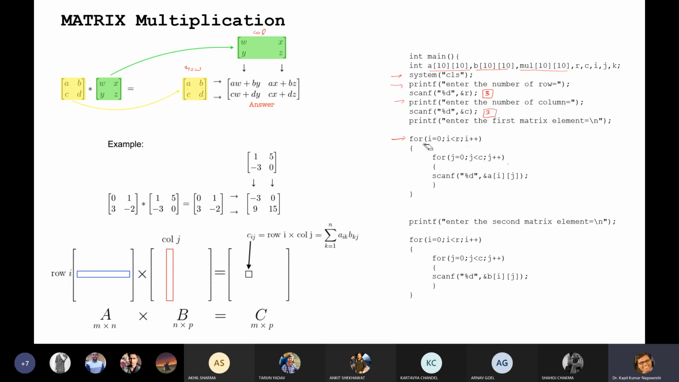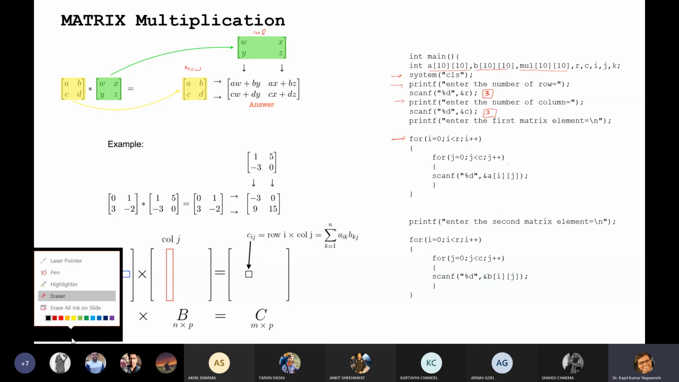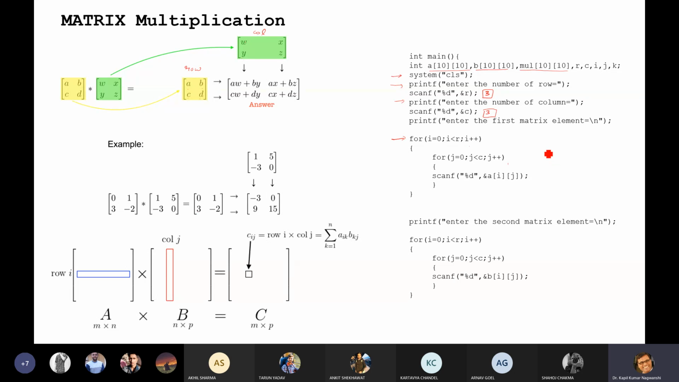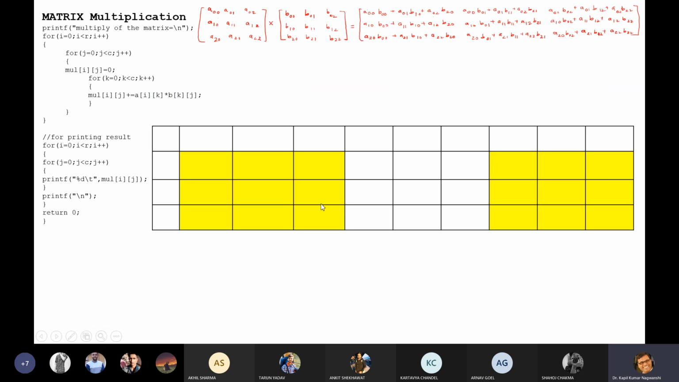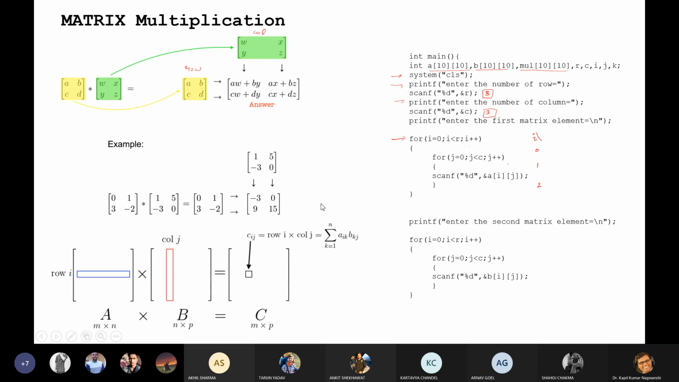The outer for loop is given, i equals 0, 1, 2. So I am writing the outer for loop here: i will run from 0, 1 and 2. Then the inner for loop: for each i, there will be an execution of j. So let me write j also: j is 0, 1 and 2.